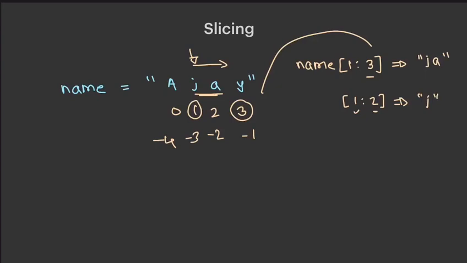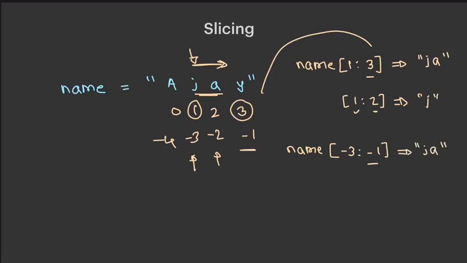This can be written with the help of negative indices as well. Whenever I want to obtain, let's say, the same j and a, you can see it starts with minus 3 and ends at minus 2. As end is not included, I have to declare minus 1. So it starts at minus 3 and it has to go till minus 1, where minus 1 is not included. This also gives me the same j and a.